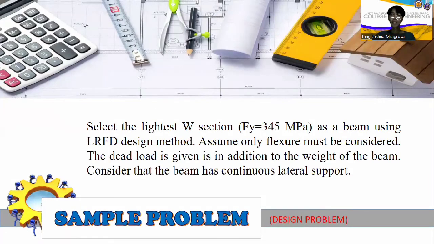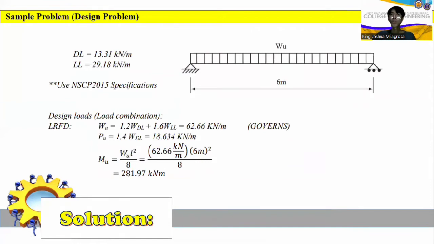So, here, may provided sample problem tayo dito which is a design problem. Sabi dito, select the lightest W section which is yung Fy is equal to 340 MPa as a beam using LRFD design method. So assume only flexure must be considered. The dead load given is in addition to the weight of the beam. So consider din daw na yung beam is mayroong continuous lateral support.